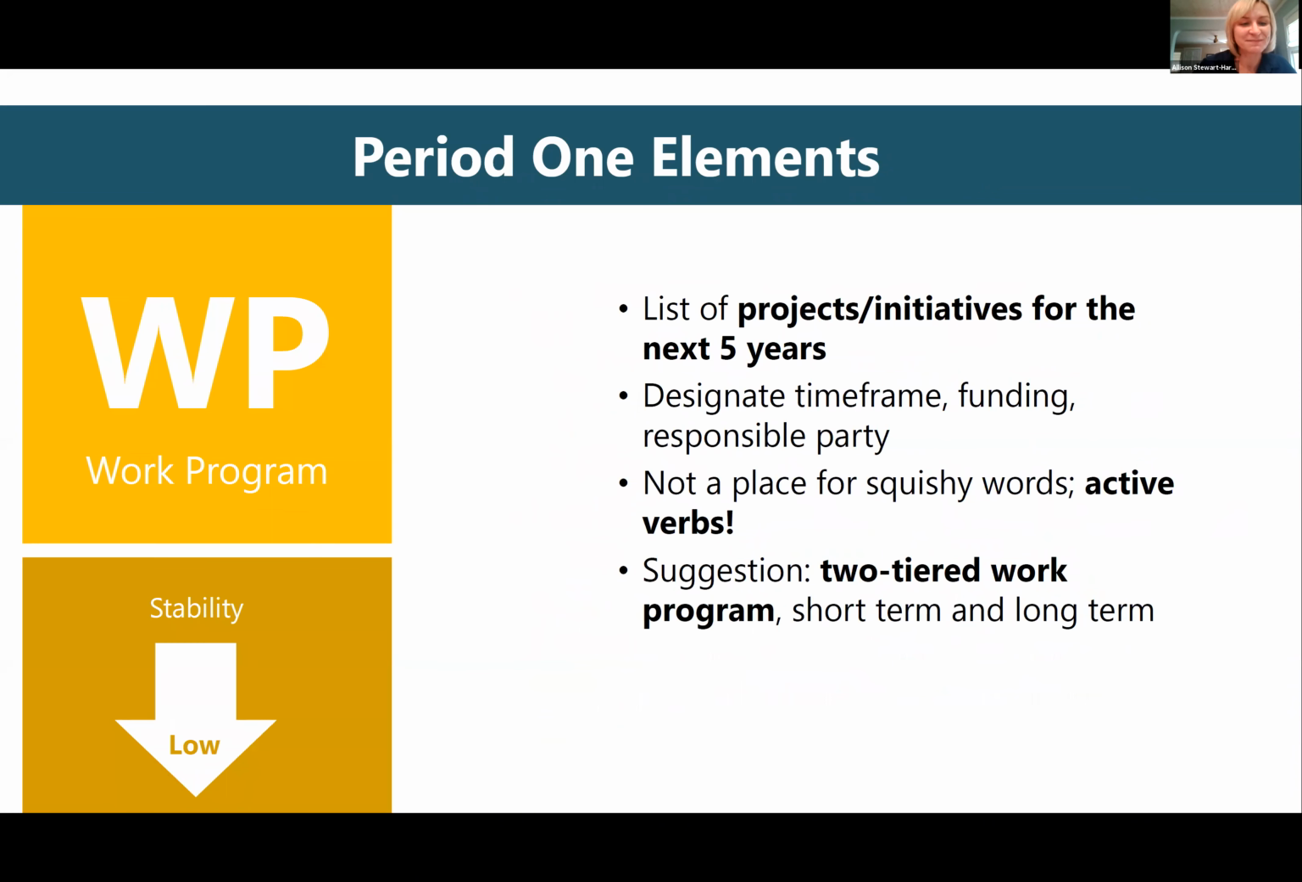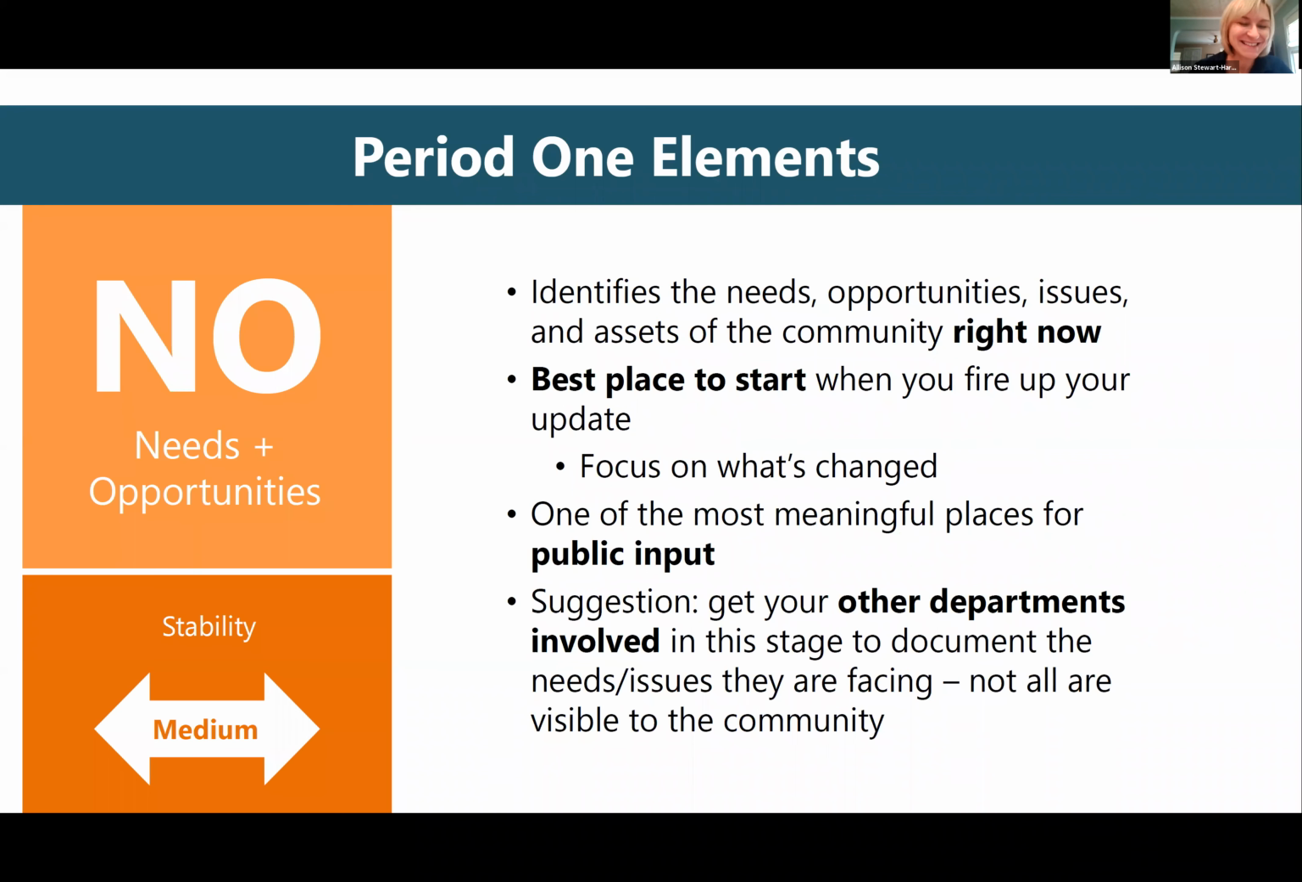The second big element, go back one please, thanks, is needs and opportunities. Like Andrew mentioned, the needs and opportunities are really what's happening right now in your community. This is the part of your comprehensive plan that's probably going to change the most from update to update. And it's a really great place to start when you begin your update process, focusing on what's changed. I'd also say this is probably one of the most meaningful places for public input. One of the things I've found in doing a number of comprehensive plans is that it's really good to get other departments involved in this stage so that you're documenting the needs and issues that they're facing. Not all of those are readily visible to the community. Next slide.